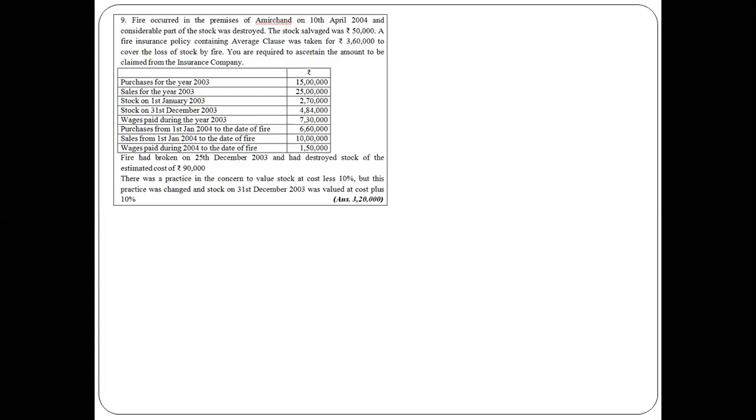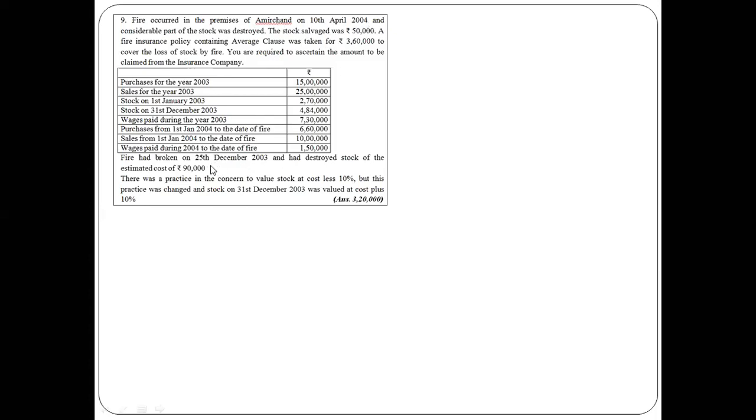6,60,000 sales till the date of fire, 10 lakhs wages paid till the date of fire, 1,50,000. So this information we have provided. Fire had broken out on 25th December 2003. One more fire might have broken out in the last financial year, that is 25th December 2003 itself. But we are calculating the claim to be lodged for the fire that broke out on 10th April.